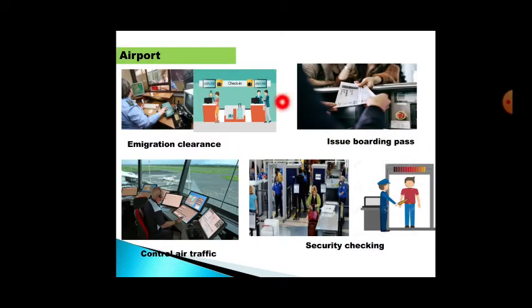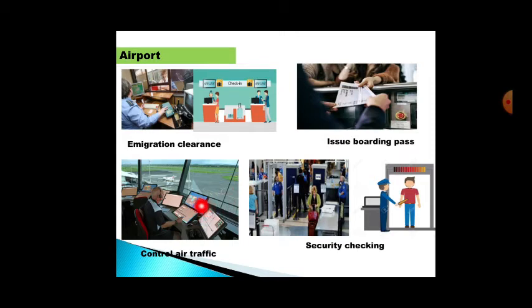Next, in the airport, it is for immigration clearance. What do you mean by immigration clearance? Immigration is when you travel to other countries, the passport has to be checked. All these are done through the computer. Next, issue boarding pass. While traveling, you need a boarding pass, and that also will be issued by the computer.